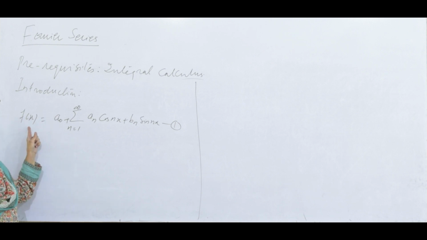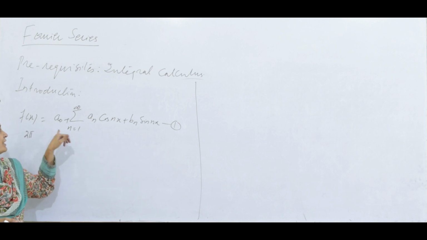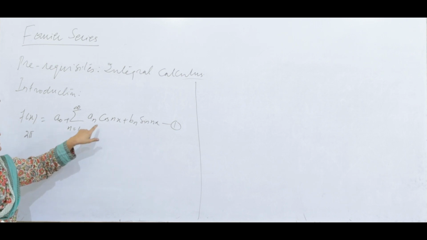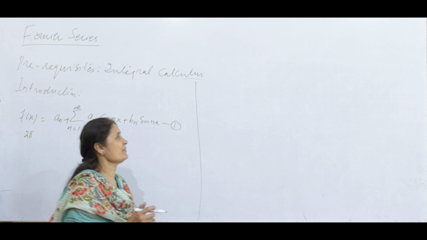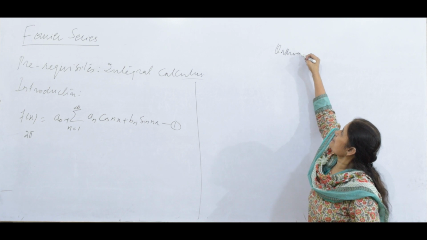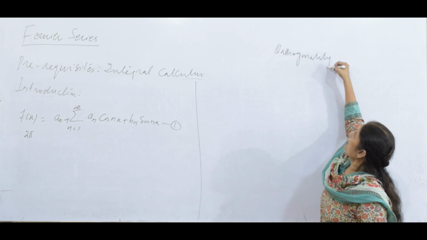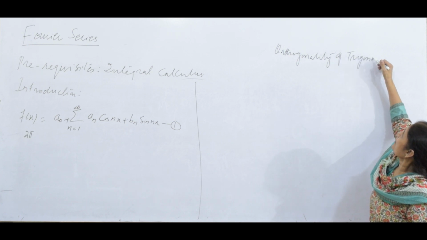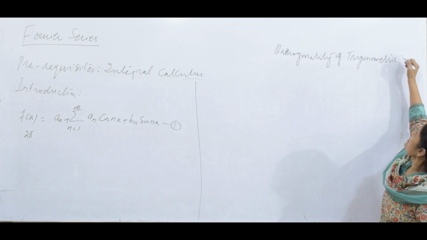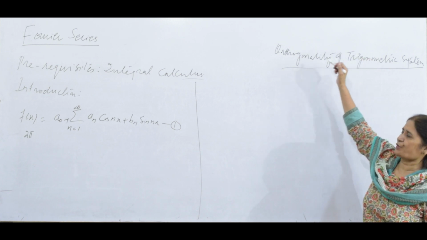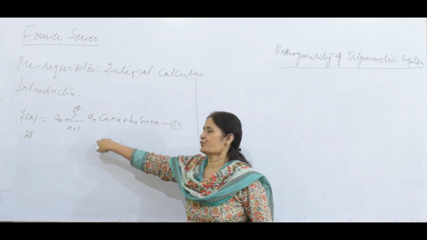So this is the Fourier series for a function whose period is 2 pi and each term having period 2 pi, where a0, an and bn are Fourier coefficients to be determined. Before determination of the Fourier coefficients, we have one concept which is orthogonality of trigonometric system. This is a concept which is really important in order to find the Fourier coefficients.